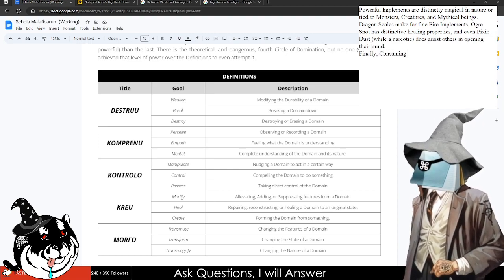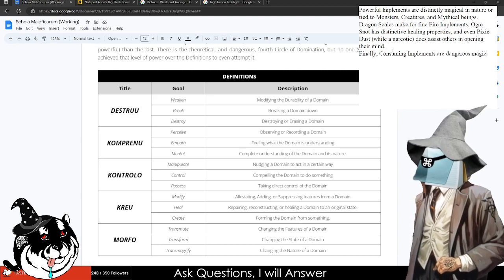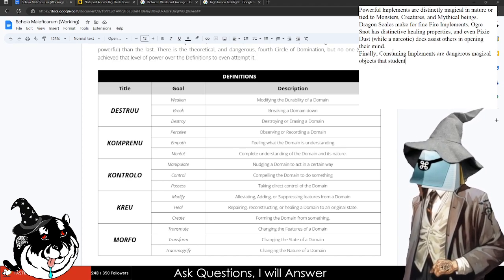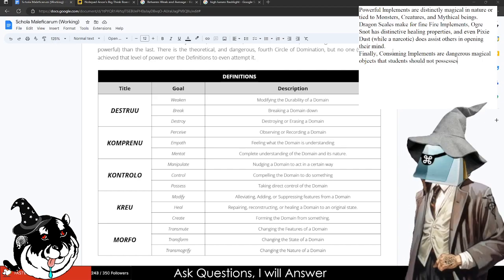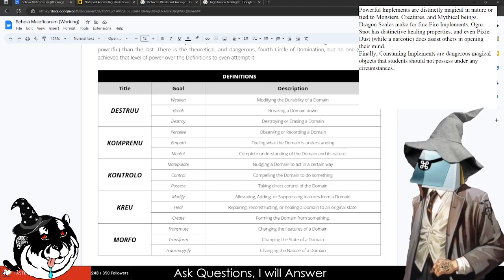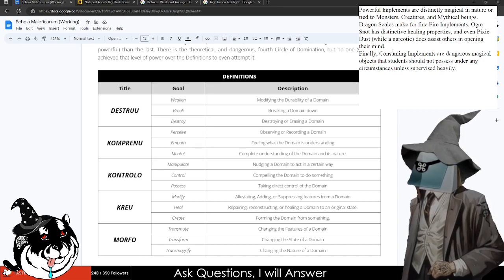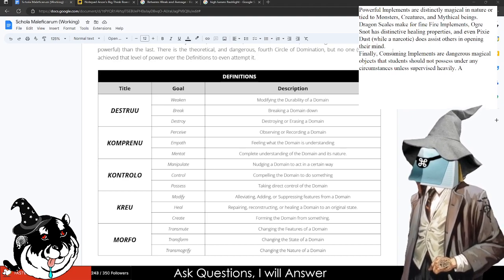Finally, consuming implements are dangerous magical objects that students really should not possess under any circumstances, unless supervised heavily. That would be a good one.